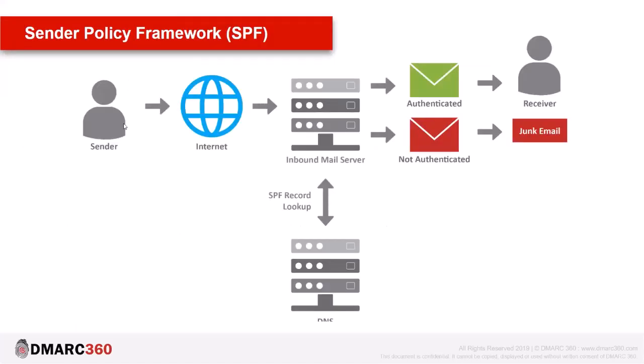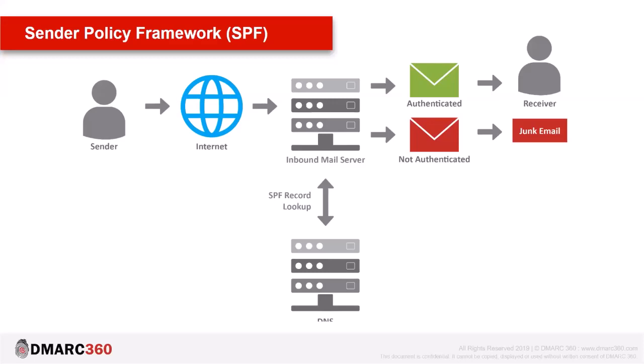So a sender will send an email. The email will go from the internet to the receiver's inbound server, and the receiving email server will do a DNS lookup to see your SPF record and look at what IPs you have authorized. From that, it will match the IP addresses on your SPF to the IP that the email originated from, and then it will verify that this is either authenticated or this is not. So it will mark it as spam, or the email will go to inbox.